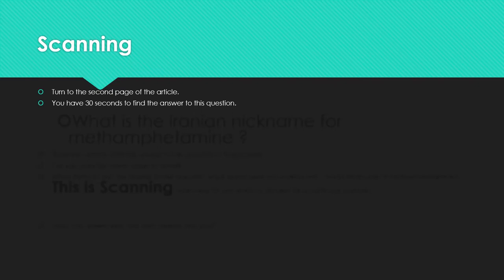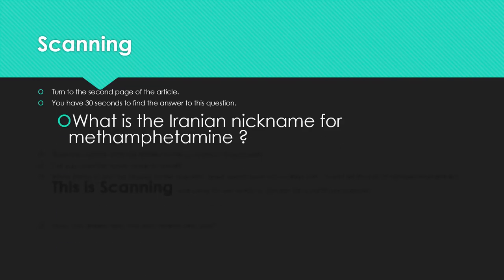You have 30 seconds to find the answer to this question. Okay, so you're looking at the second page of the article. You've got 30 seconds to find the answer to this question. And the question is this. What is the Iranian nickname for methamphetamine, which is a drug? What is the Iranian nickname for methamphetamine? Find the answer to that question in 30 seconds. Go.